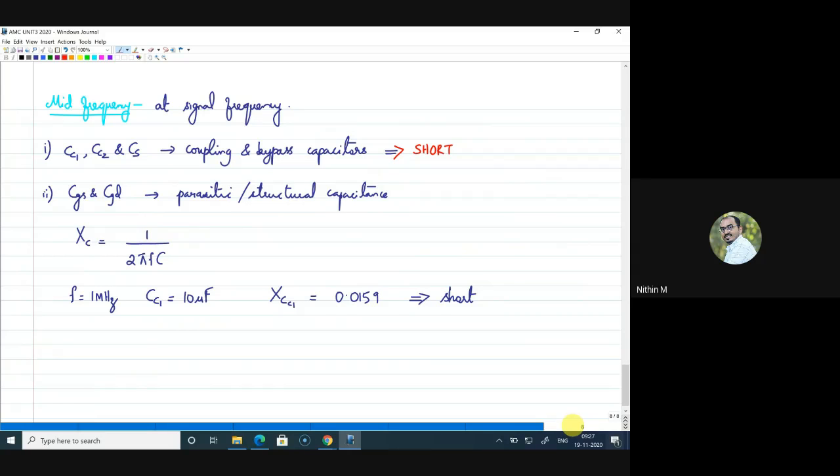Now let me look at the second case, where I use this color itself. I have again 1 megahertz, and I am taking the typical value of CGS capacitance. CGS is almost equal to 1 picofarad. Generally it will be in the picofarad range. Sometimes it can even be femtofarad. That again depends on the technology in which the MOSFET is fabricated, right? So can you tell me what is XC of GS here by considering the value of 1 megahertz and 1 picofarad?